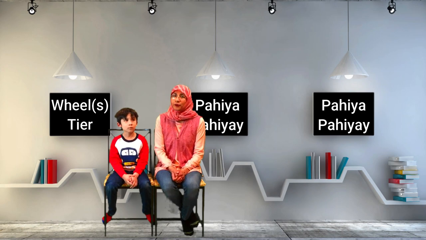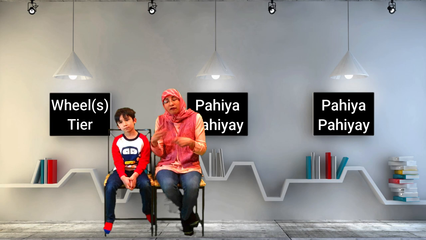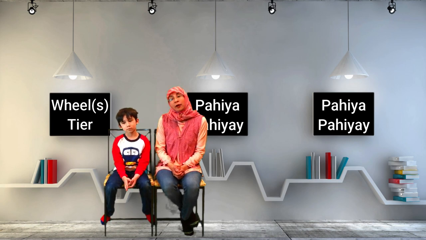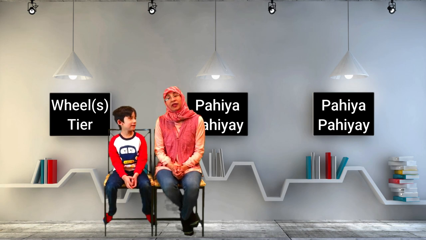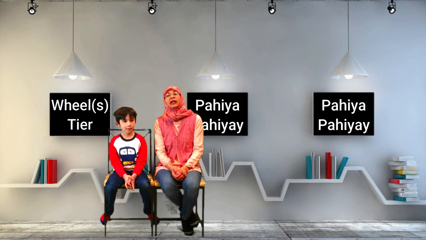What is tire in Urdu? Pahiya. Tires is pahiya. Tires of a car, pahiya. Say pahiya. Friends, you have to say pahiya. Yeah, there you go.